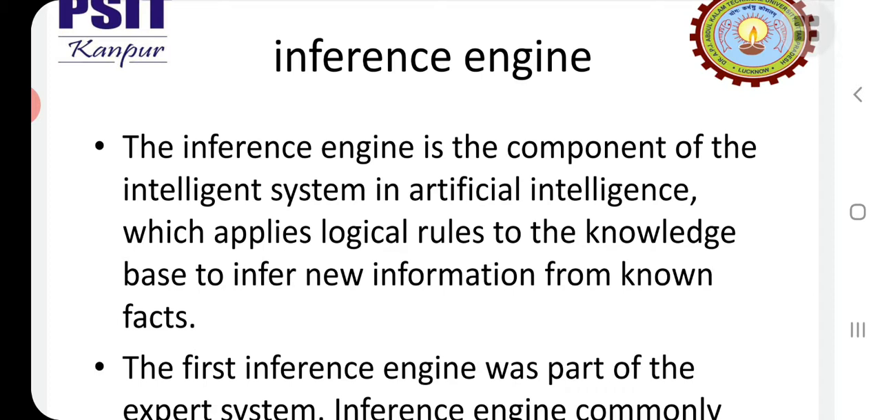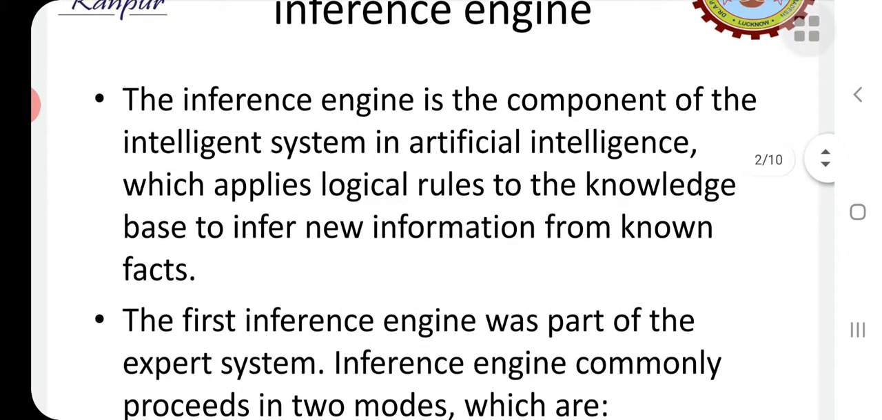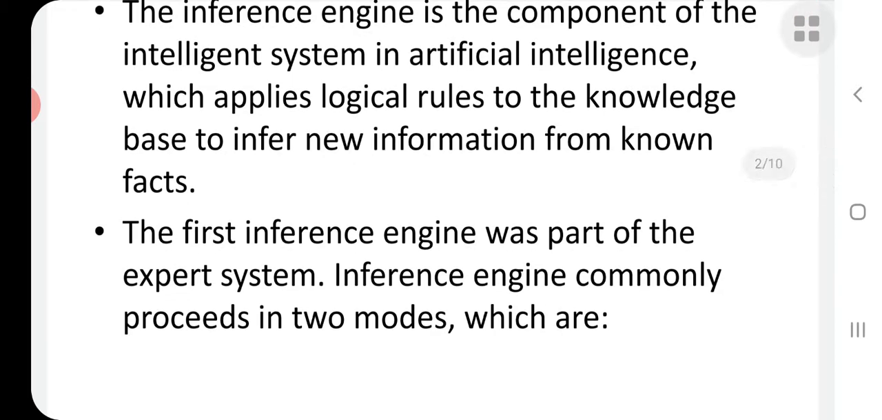It is a component of the intelligent system in AI which applies logical rules to the knowledge base to infer new information. That means the main purpose of an inference engine is to apply logical rules to get new information from the facts. So that is the main purpose of using an inference engine. The first inference engine was a part of an expert system.